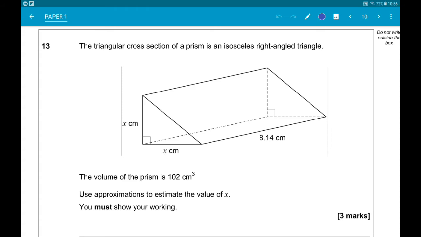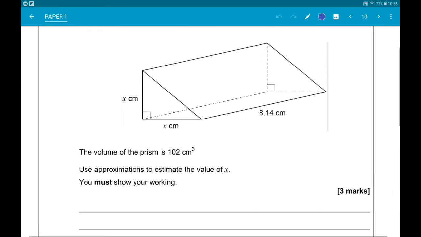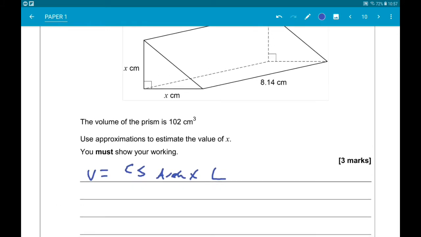Okay, so the volume of a prism is the cross-section area times the length. Now, the area of a triangle is base times height over 2. So the cross-section area is x times x over 2, so x squared over 2.